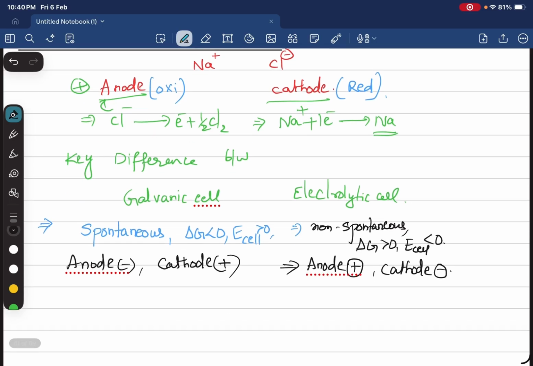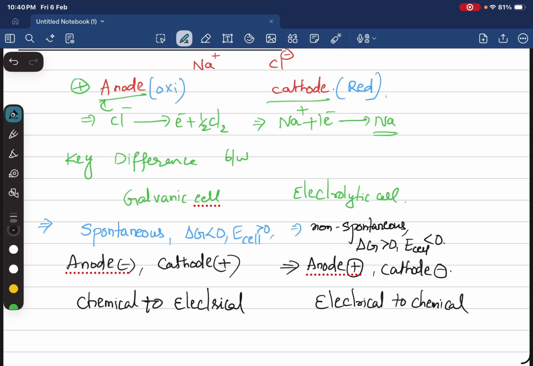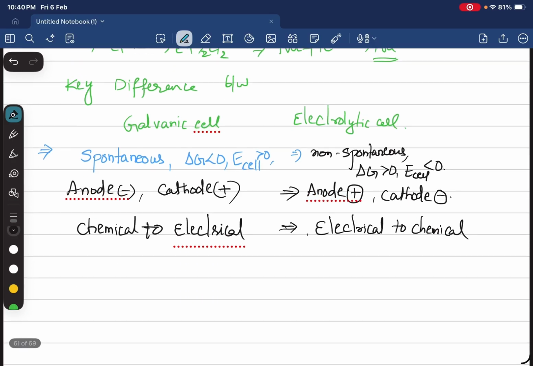In the galvanic cell, chemical energy is converted into electrical energy, chemical to electrical, but here it is electrical to chemical. So these are the differences between galvanic or electrochemical cell and electrolytic cell. So this is overall the mechanism, how it happens. Now under electrolytic cell, we are supposed to discuss two concepts.